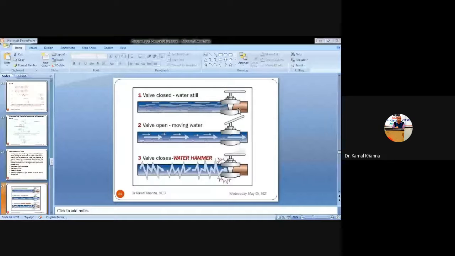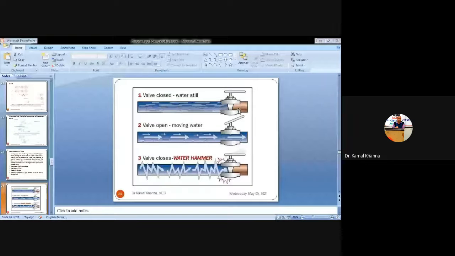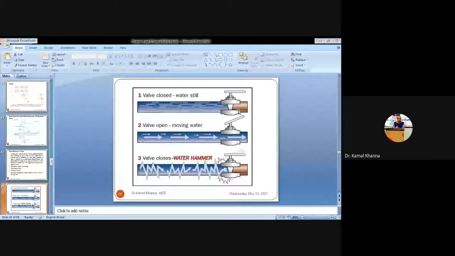You can see this is the figure when the water is flowing from one end to the other end, and suddenly you have closed the valve. So the first figure is showing when the valve is already closed. When the valve is closed, the water is still, it is not moving from one point to another point.